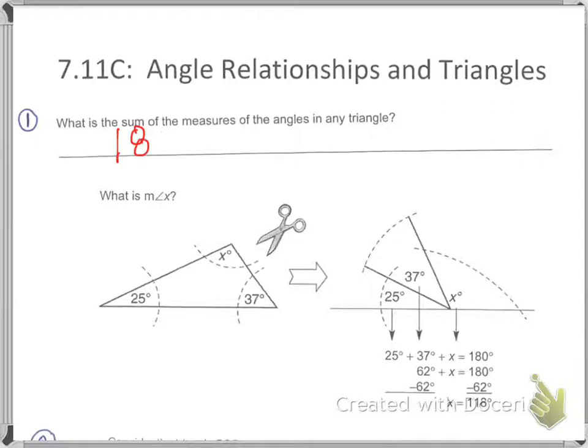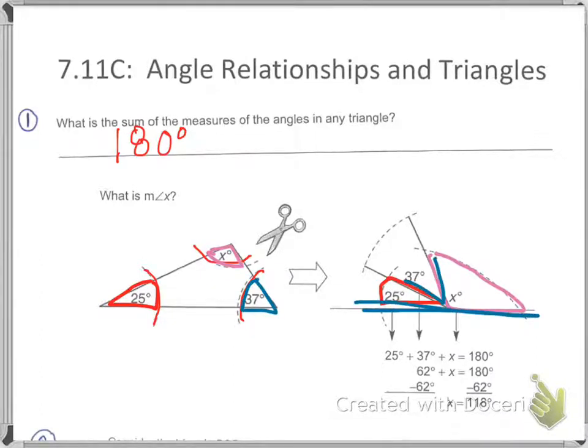Any triangle's angles add up to 180 degrees. So if you were to cut all the sides of a triangle, you were to add them together. So this side of the triangle is right here. You put it together. This side of the triangle, X, is right here. And then 37 is right here. If you were to see that, it adds up to a straight line. The straight line is 180 degrees.